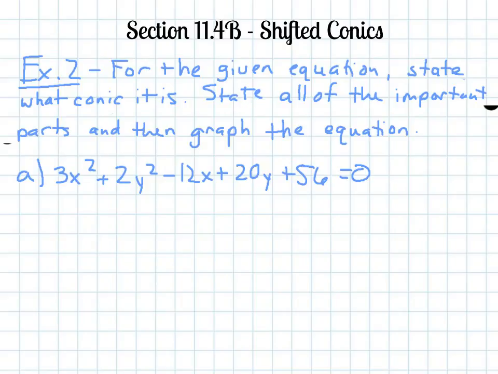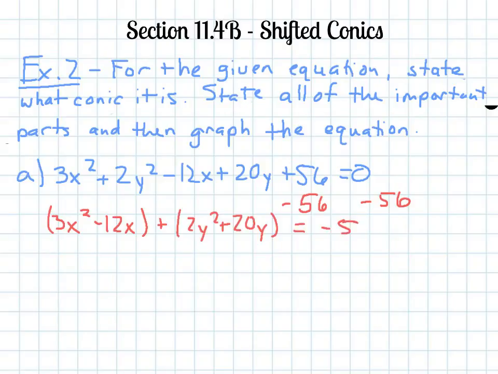So for this one, to put it in standard form, remember we want to put the x's together and the y's together. And this number at the end, 56, is not pertinent to any of these other numbers, so I wanted to subtract 56 to the other side. So I get 3x squared minus 12x, and then plus 2y squared plus 20y, then equals negative 56. Okay, I want to factor out those numbers because we want the a value for each to be 1.